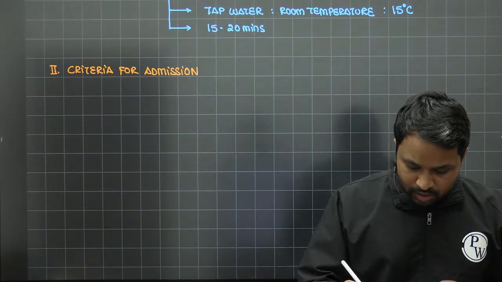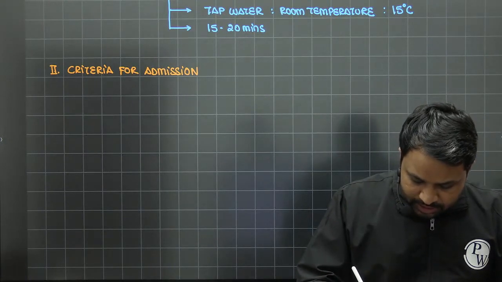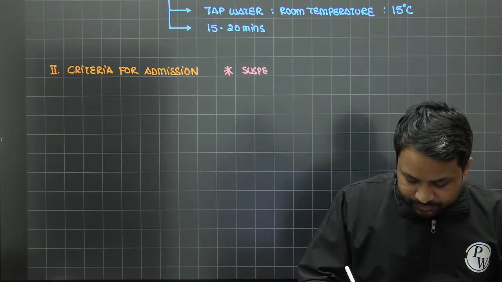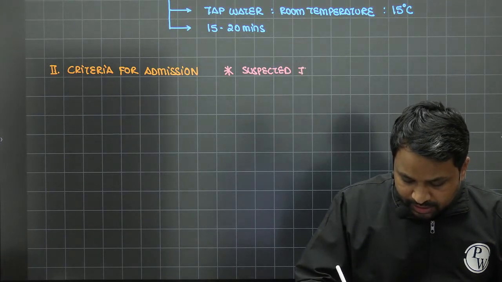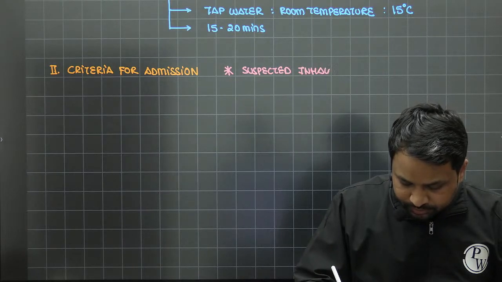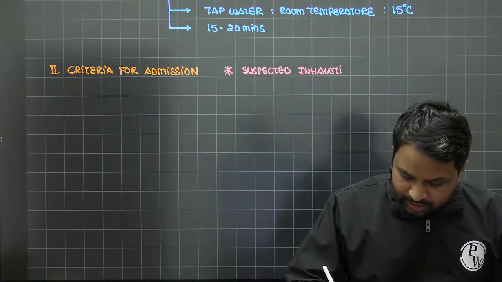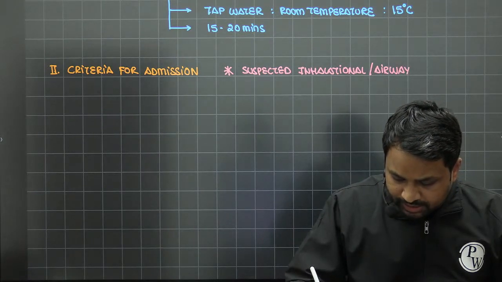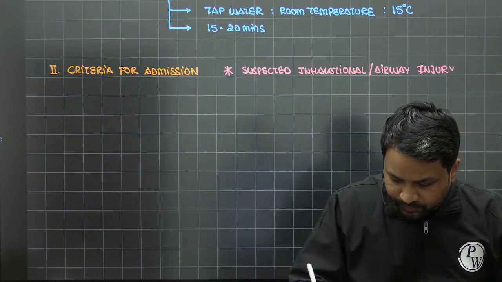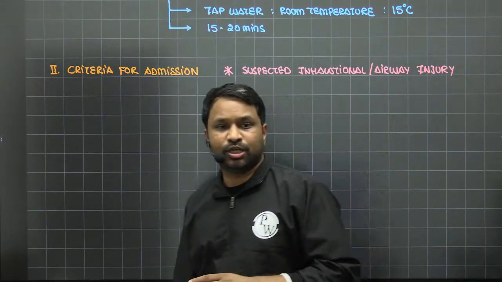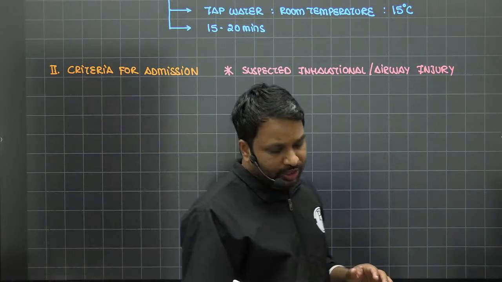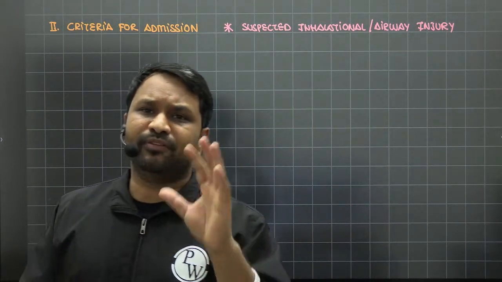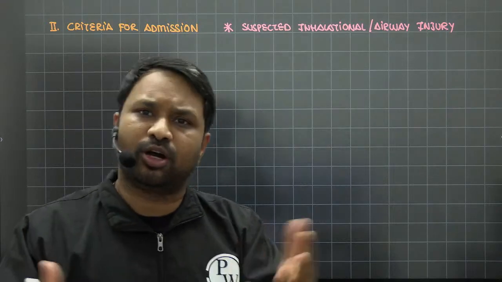Okay? Now, the first criterion that I can list for the admission is if there is a suspected inhalational injury. In simple words, I am saying if it is associated with an airway injury, right? So if there is a suspected inhalational or suspected airway injury, that is where the first criterion for admission applies. The concept of admission is quite simple. If a patient cannot be managed at home, you have to keep him in the hospital. It is as simple as that.